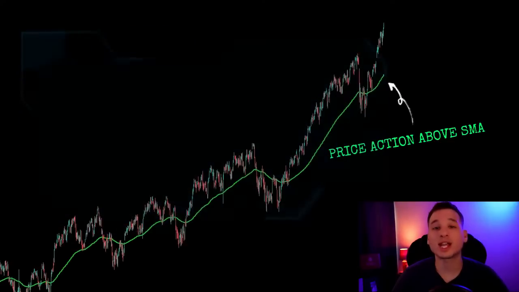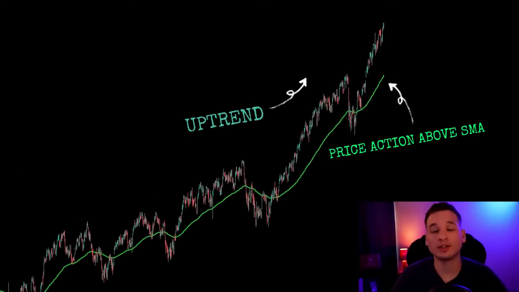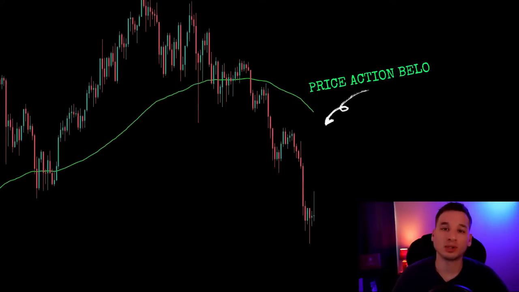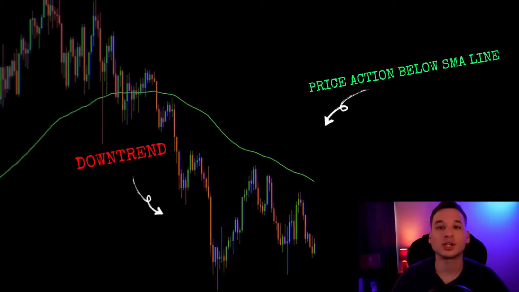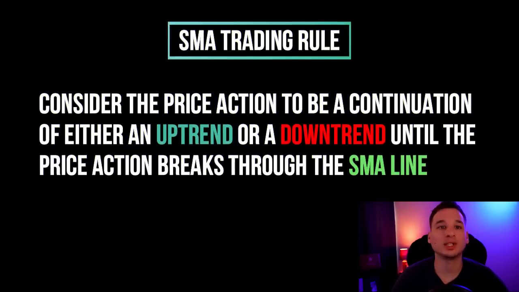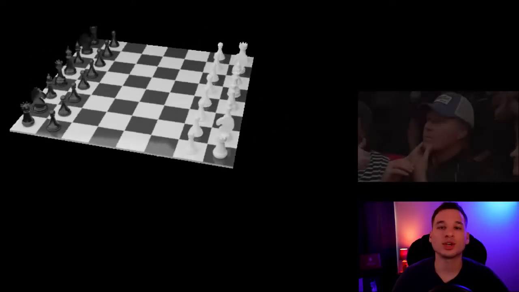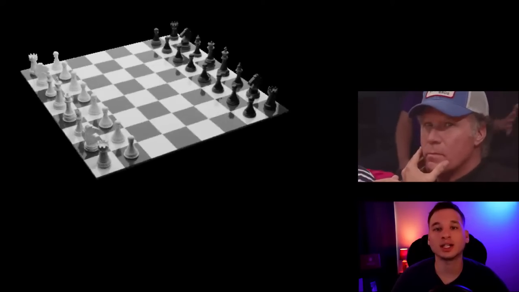When the price action is above the simple moving average, the stock is considered to be in an uptrend. When the price action is below the SMA line, the stock is considered to be in a downtrend. Traders consider the price action to be a continuation of either an uptrend or a downtrend until the price action breaks through the SMA line. When this occurs, traders reassess their current sentiment and adjust accordingly.